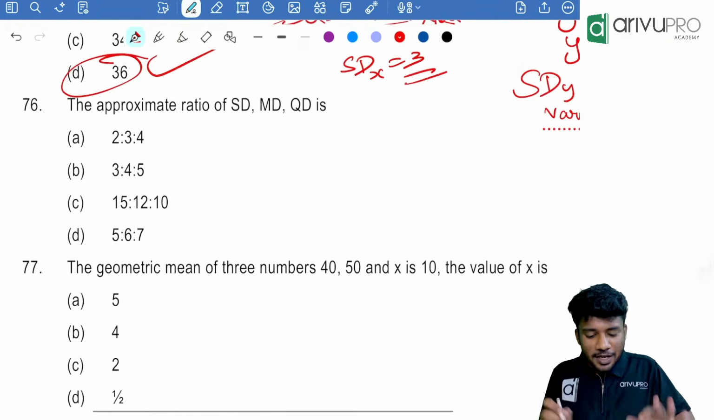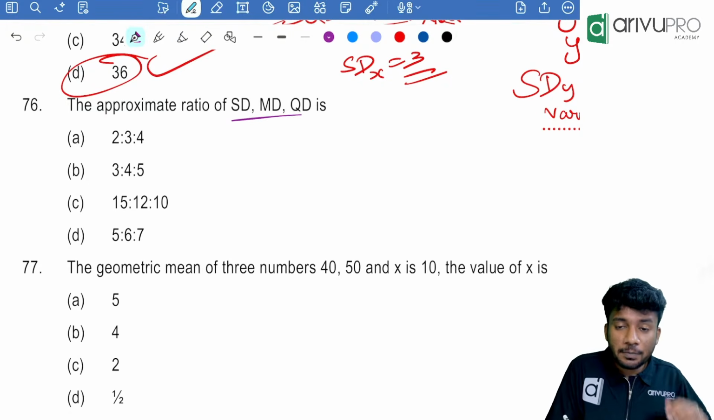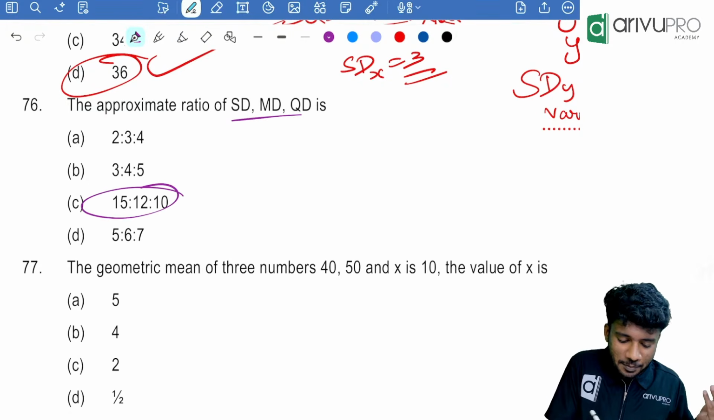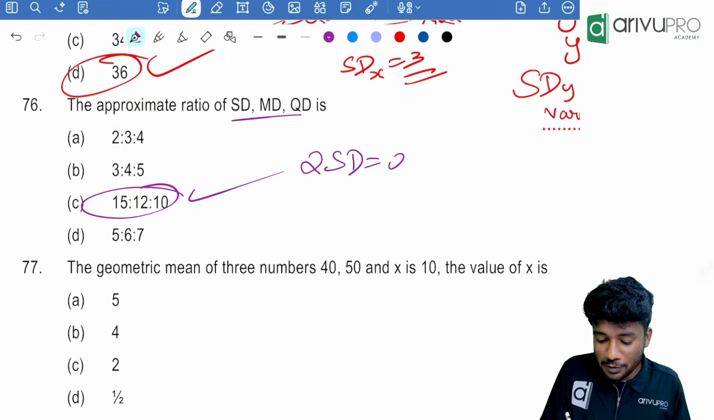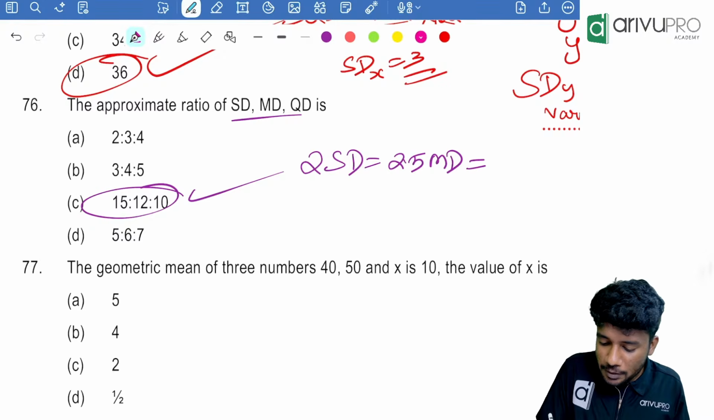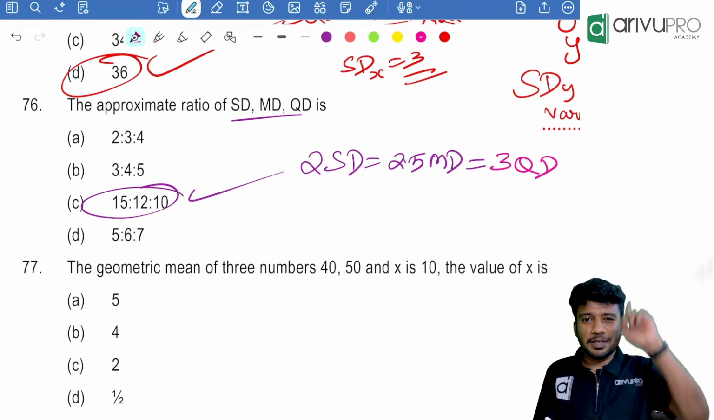Okay, next one. Approximate ratio of SD, MD and QD is how much? We have solved it multiple times. And also, in order to remember this, what is the shortcut? 2SD is equal to 2.5 MD is equal to how many QDs are there, people? 3 QDs are there. Okay, keep it in your mind.